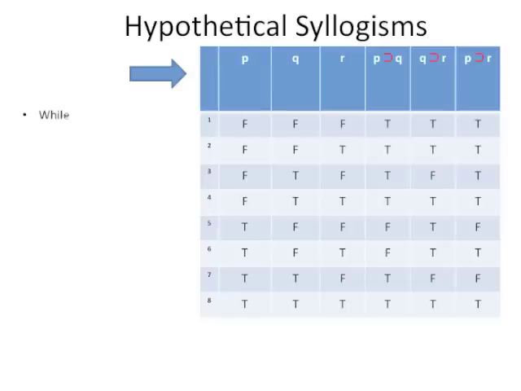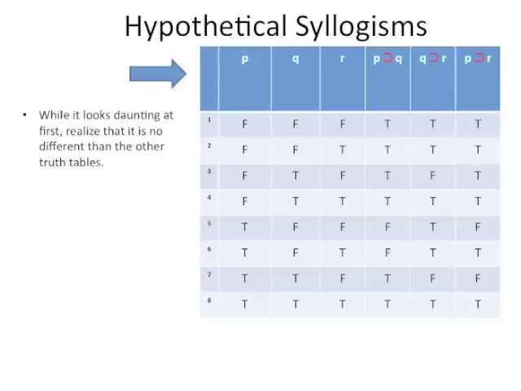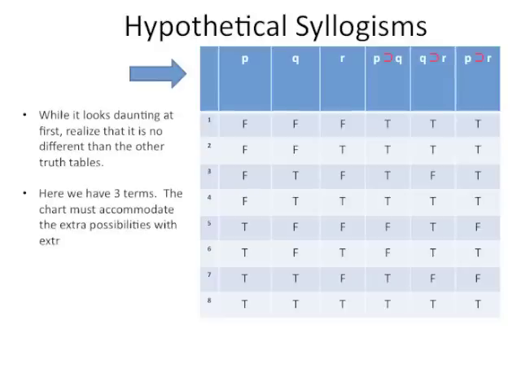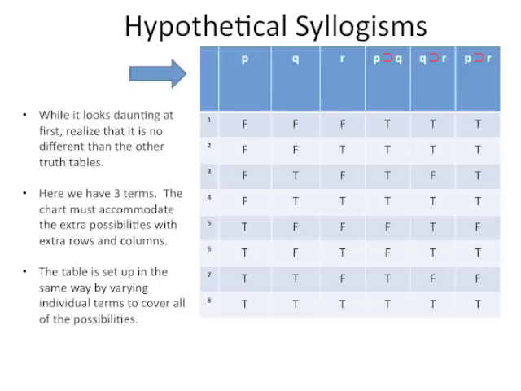Remember, the idea of setting up a truth table is you have to have as many rows as you do to cover the amount of possibilities there are. So in the case of our two truth values, either true or false, there's our two conditions, raised to the power of however many terms we have. So in this case, we have 2 to the power of 3, which gives us 8 rows and 3 columns, giving us that many possibilities. So again, while it looks daunting at first, it's no different than any other truth table that we deal with. We have those 3 terms. The chart must accommodate those extra possibilities with the extra rows and columns.